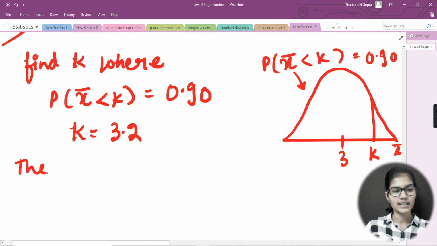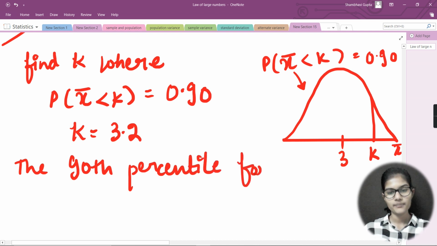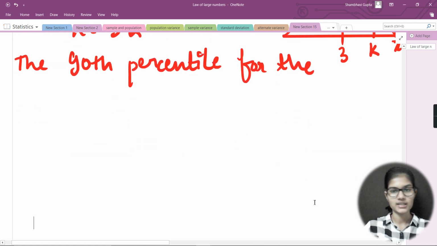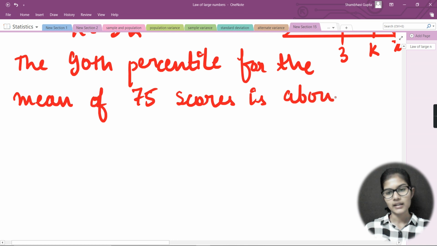So from here I can conclude the 90th percentile for the mean of 75 scores is about 3.2. This is the value which you will get when you have found the value for k, that is 3.2.